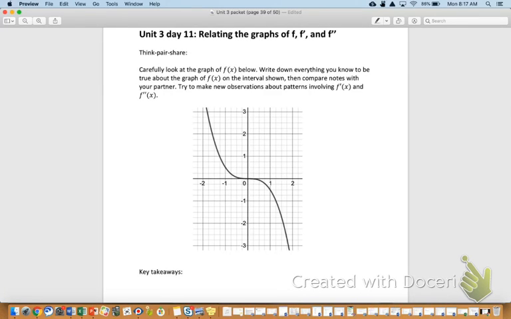Looks like everybody has at least one person with them. Take about 1 or 2 minutes here and think about the question presented to you, and then we'll pair up and compare, and then we'll finally try to share out. So I'll read the question out loud for you.